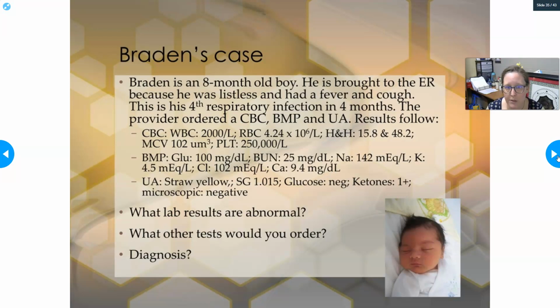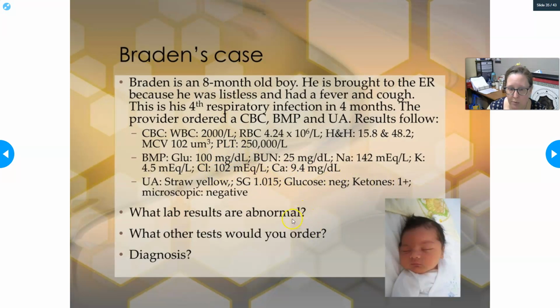He's brought to the ER because he was listless, had fever and cough. This is his 4th respiratory infection in 4 months. The provider ordered a CBC, BNP, and UA. The results follow. Mostly the white count is low. Everything else is pretty unremarkable. If you look all over, a little bit of ketones up there.